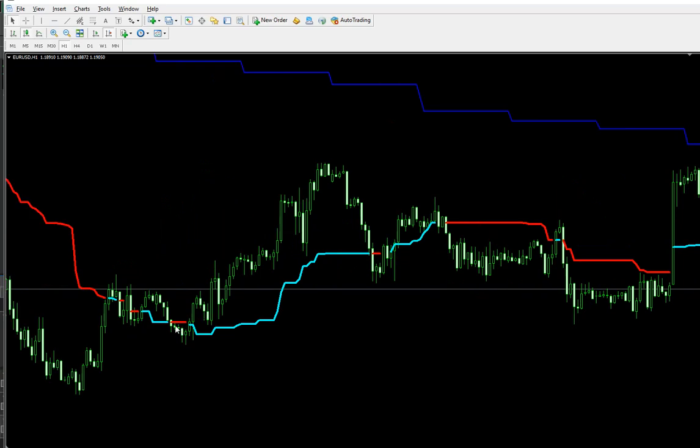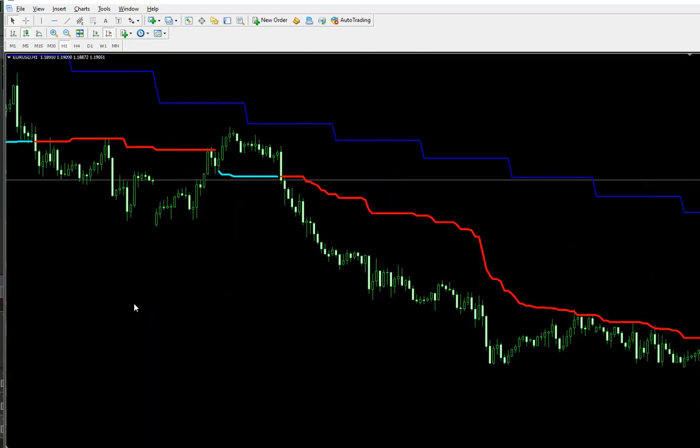As you can see, you will experience a few losing trades, but they will be relatively small compared to your 2-to-1 take profit. So hopefully you like these indicators.